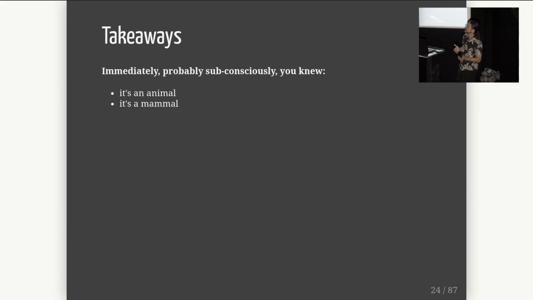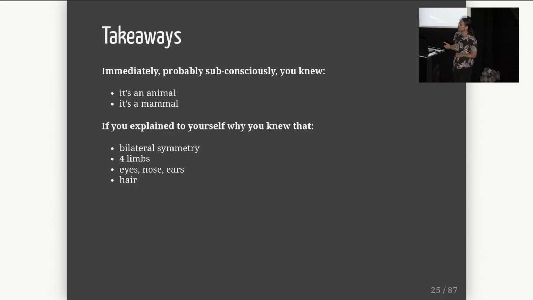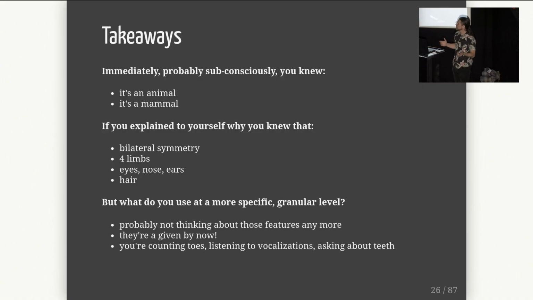So takeaways: you immediately knew it was an animal and a mammal, and if you tried to rationalize that to yourself, it would be because it has bilateral symmetry, four limbs, eyes, nose, ears, hair. These are all high-level features. And then if you wanted to go under that and get more specific, you'd not be thinking about those things anymore. They're just given. You already know it's a mammal, so you're not necessarily thinking about hair. Maybe in certain branches, like where the elephants live or manatees or whatever. But you're getting more detailed into different features, thinking about toes, vocalizations, teeth.